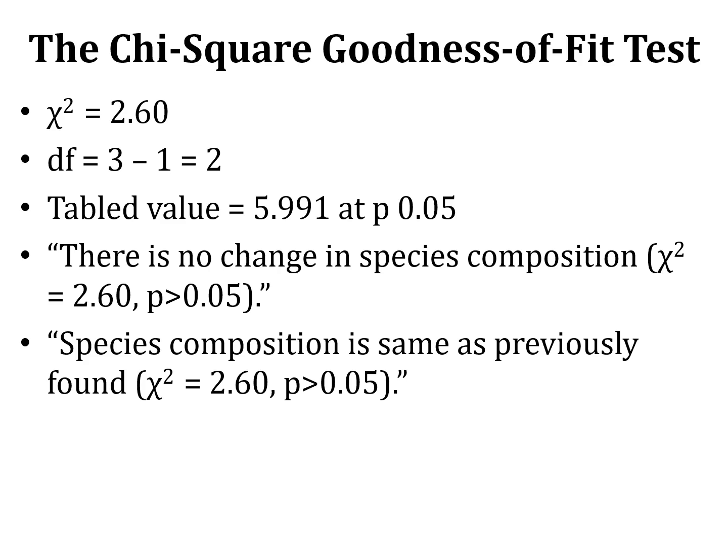So there is no change in species composition, chi-square 2.6, and probability greater than 0.05. Or we can also say that species composition is same as previously found. The chi-square is 2.6 and the probability is greater than 0.05. So this is the example of how we can use the chi-square goodness of fit test to compare our observed and expected frequencies under some predetermined model or predetermined ratio.